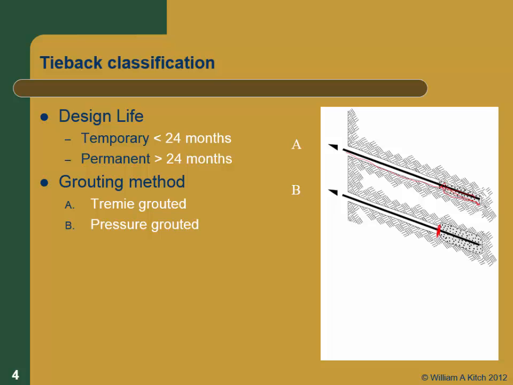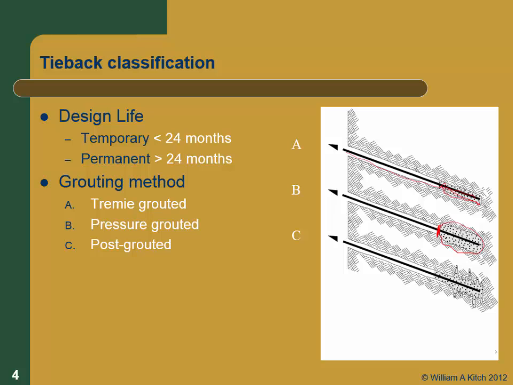A packer is just something you expand in the hole to close the hole around the tendon. So it's basically an inflatable donut. You have an inflatable donut around your tendons, and then you pump the grout in with pressure. You can tell the difference here: it has actually expanded the size of the hole that you drilled to install the tie back. And so that's pressure grouting.